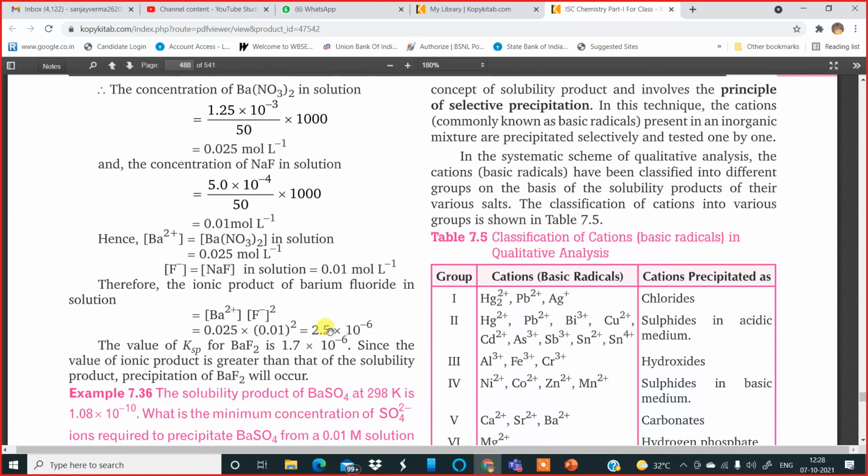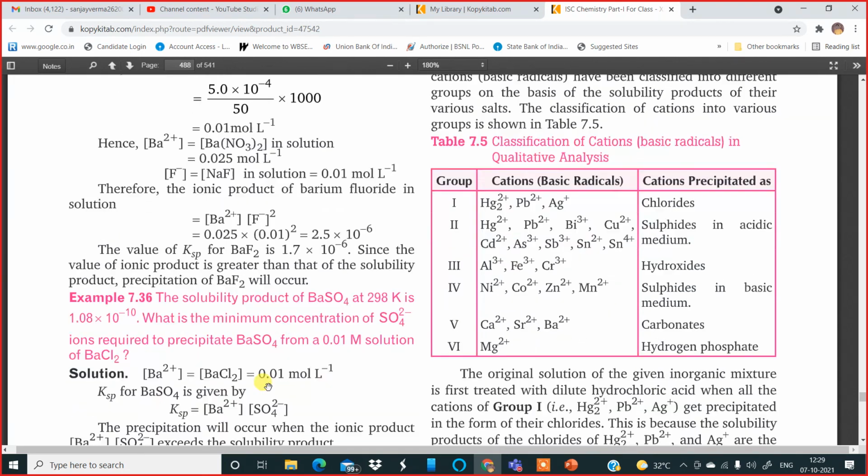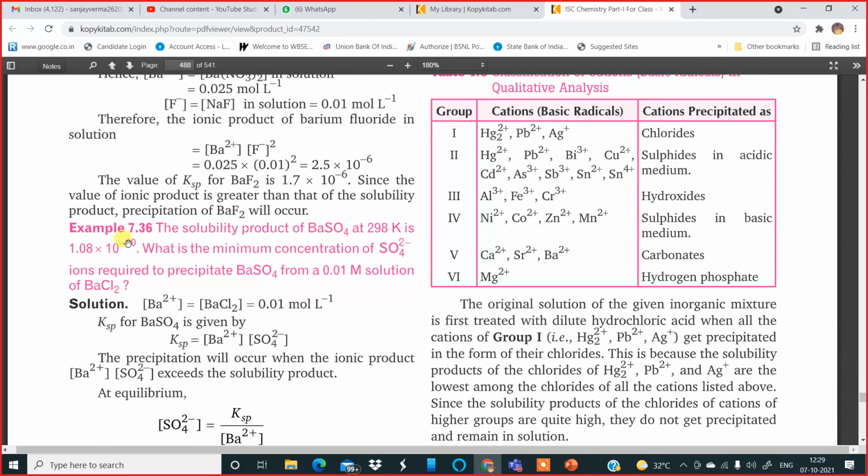Is the ionic product more or the solubility product more? Here you will see that this 2.5 is more, which is the ionic product. So we can say that since the value of the ionic product is greater than that of the solubility product, the precipitation of barium chloride will occur. So that is what I have told you that time. If the ionic product is higher than the solubility product, precipitation occurs readily.